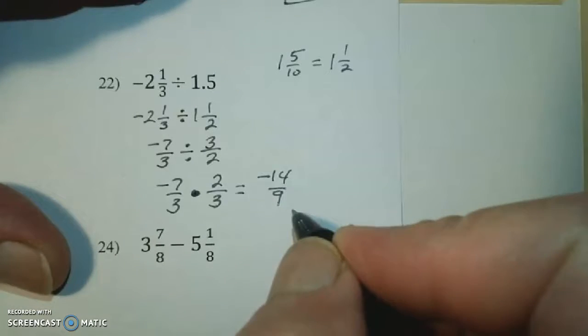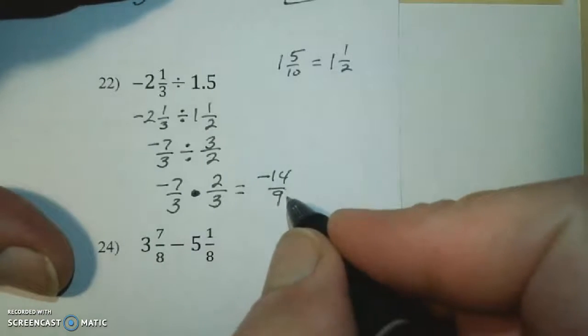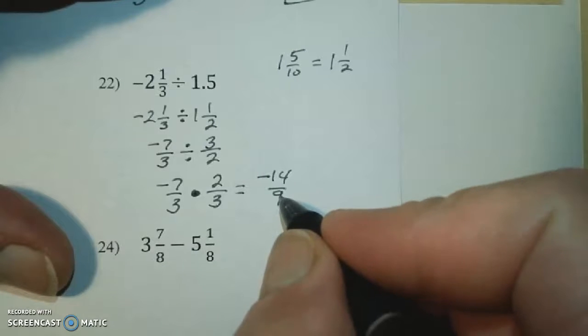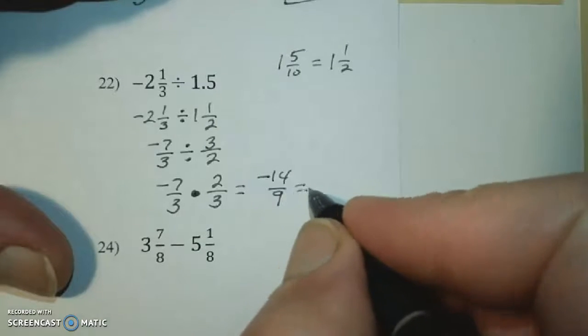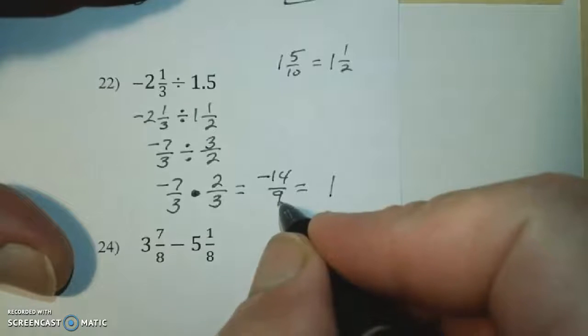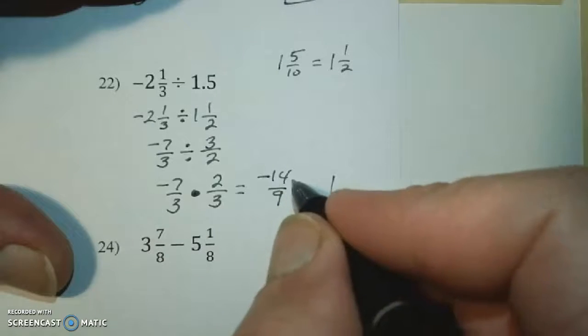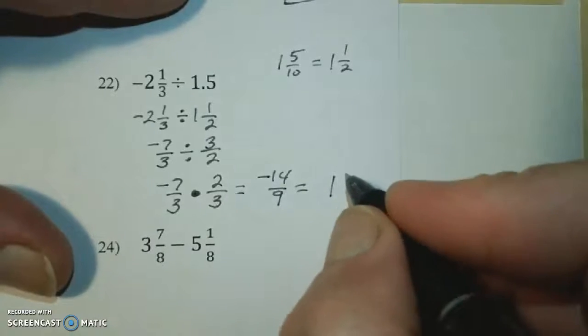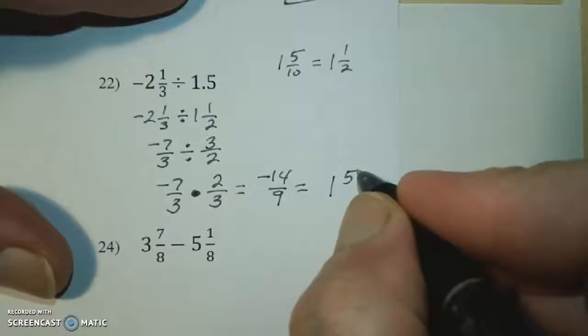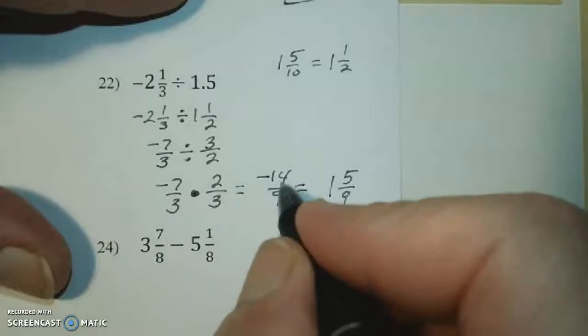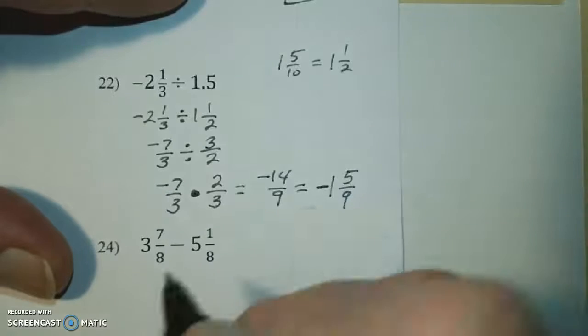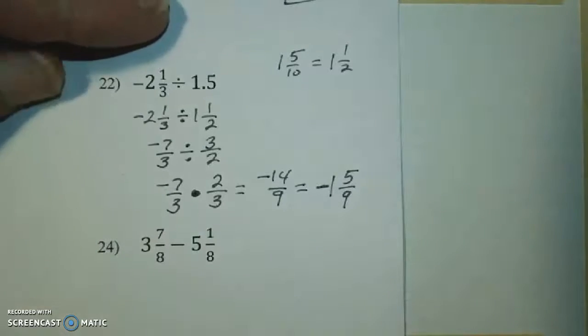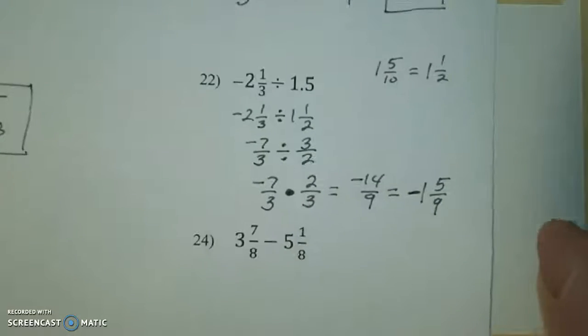That's your answer. Changing it back into a mixed number, you would say 9 goes into 14 once, and 9 from 14 would leave me 5 pieces left over, 1 and 5/9. It was a negative fraction. This will be a negative mixed number, so negative 1 and 5/9.